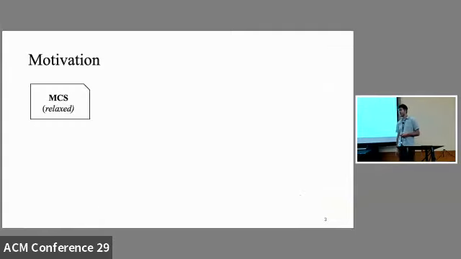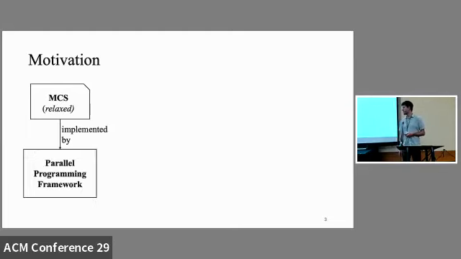So what is a memory consistency specification? It defines the allowed behaviors of a shared memory parallel program, and most modern processors implement relaxed MCSs, which allow weak behaviors, or behaviors that you cannot describe using sequential consistency. An MCS is implemented by a parallel programming framework, which may consist of a language, compiler, and architecture runtime.